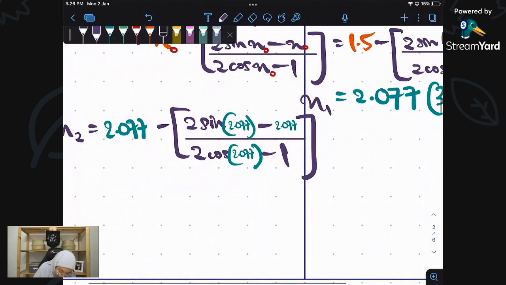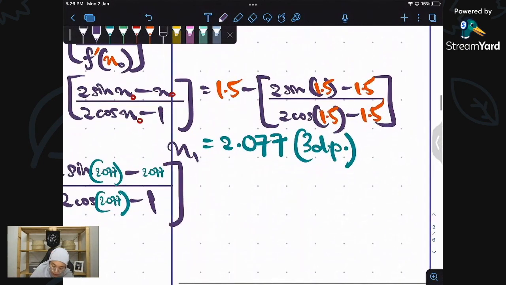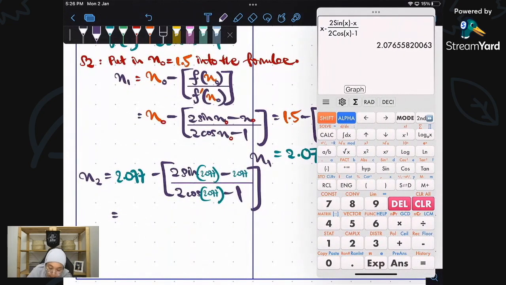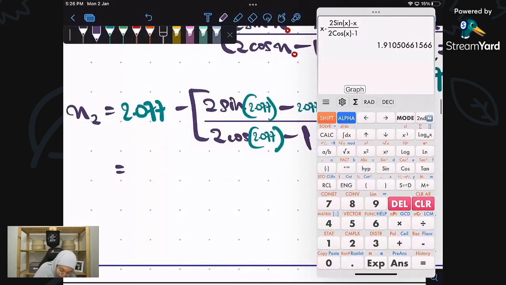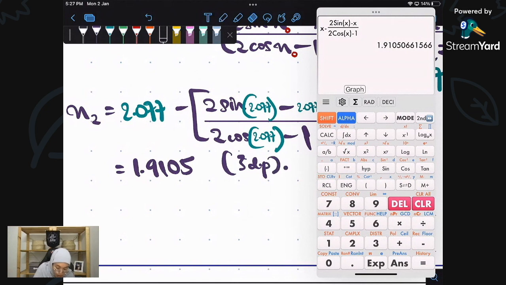And then I tekan calculator. Let's go, tekan calculate. Jangan cancel the calculator yang you sudah pun type. And then you tekan calculate, you tekan answer. Tekan answer, tekan equal. Okay, tekan lagi equal. So you dapat jawapan 1.9105. Or kita hanya nak 3 decimal places, right? So we just focus back, we just want 1.911.